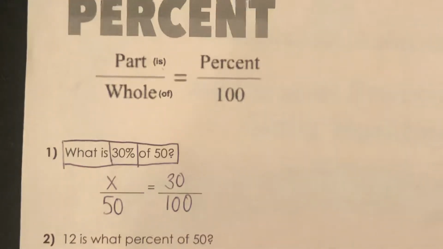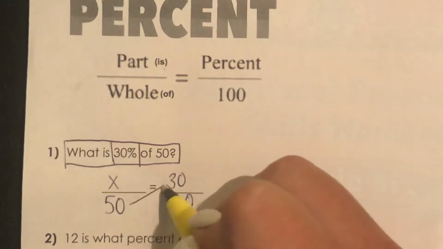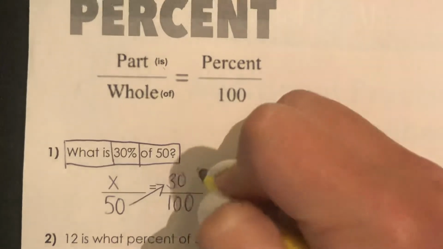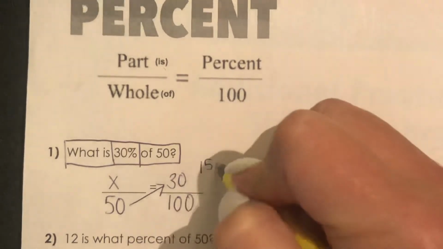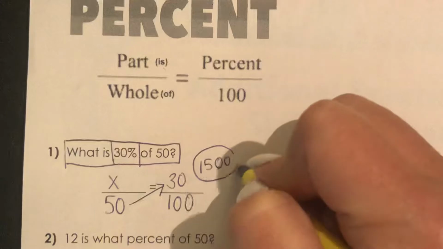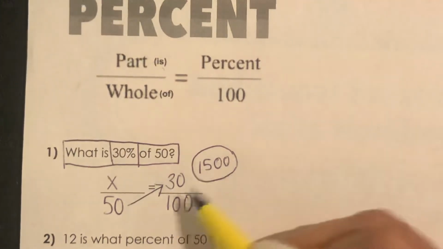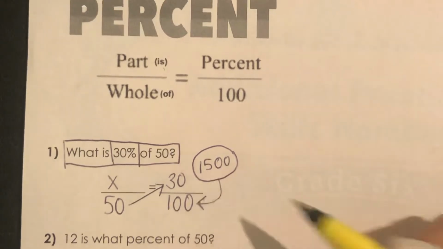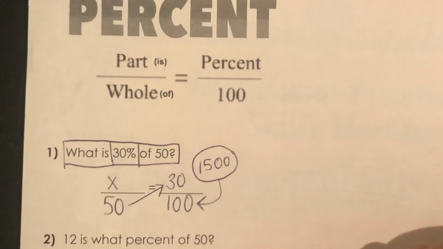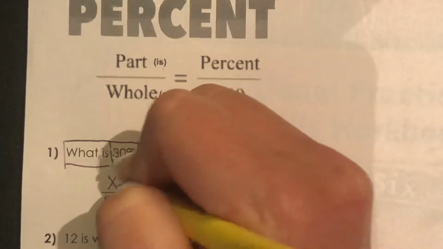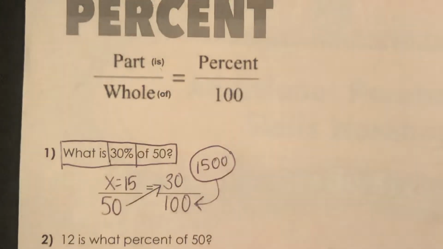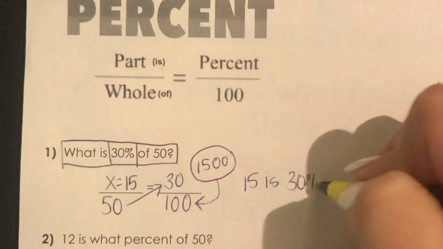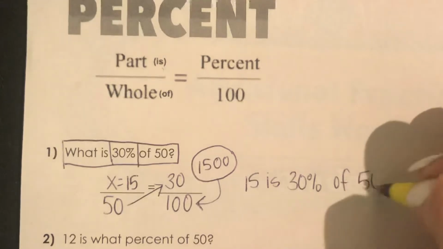So to solve these, we cross multiply. So we're going to cross multiply 50 times 30, which 5 times 3 is 15. And we have 2 zeros. So we have 1,500. And then we're going to divide by the number that we haven't used yet, and we haven't used 100. So 1,500 divided by 100 equals 15. So 15 is 30% of 50.